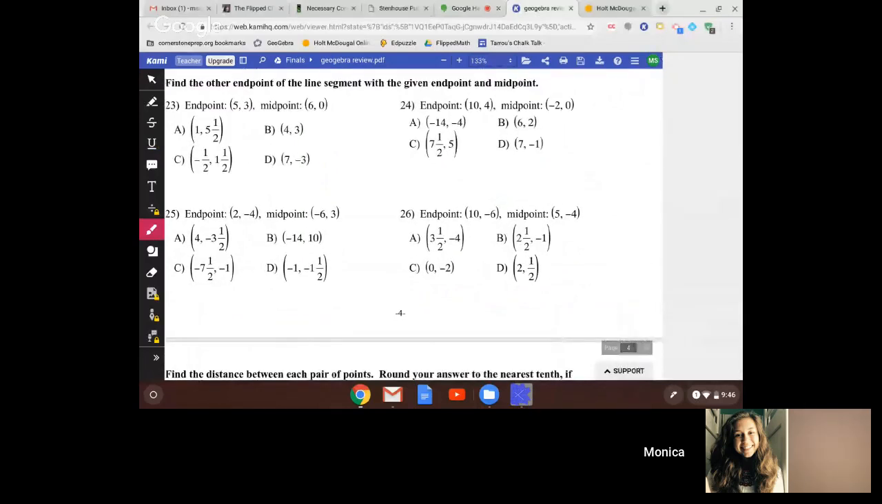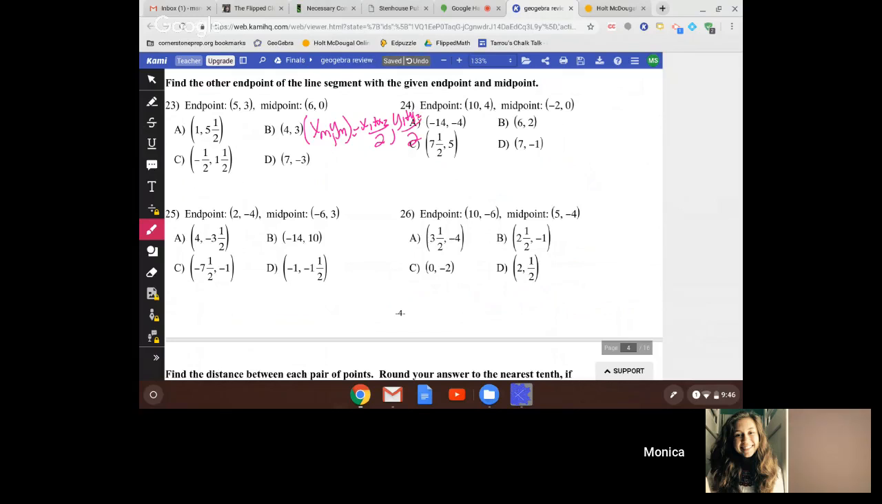Okay, Charlotte Ann, so for 24, we have an endpoint and a midpoint. And we know our midpoint formula is, if we write it like this, maybe this will help. X of the midpoint, Y of the midpoint equals x1 plus x2 over 2, and then y1 plus y2 over 2.